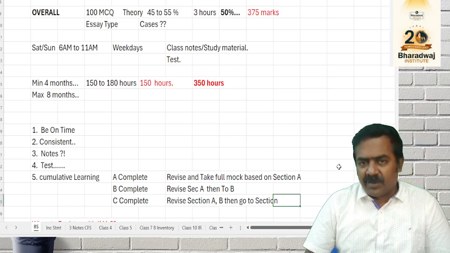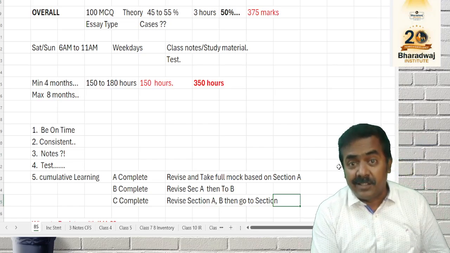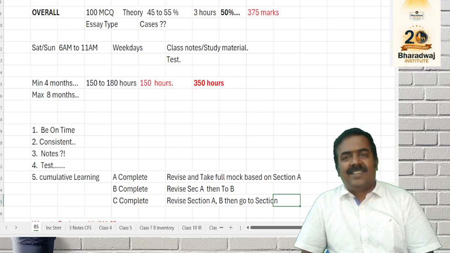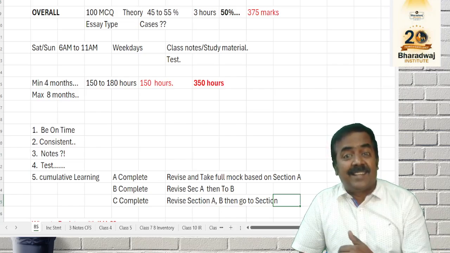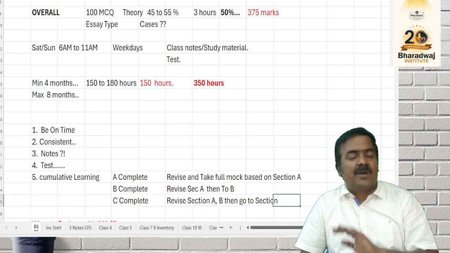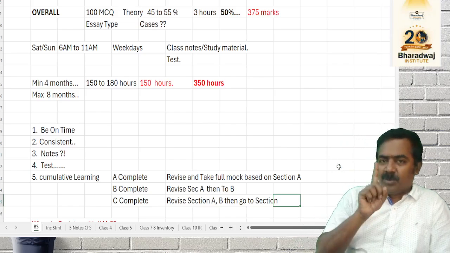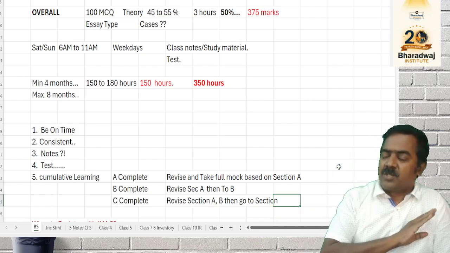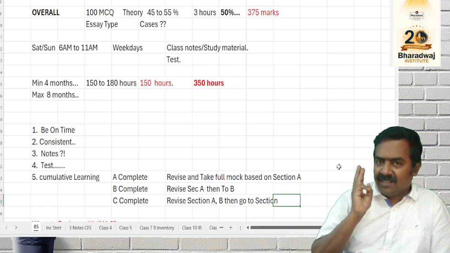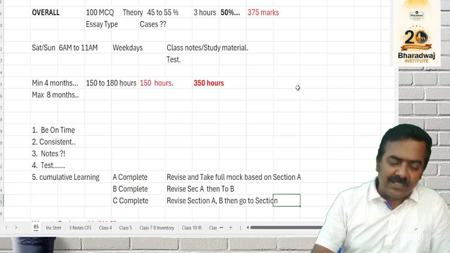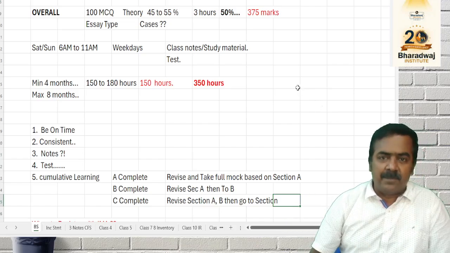Please remember, my friends, if you think that CMA India is easy and CMA US is comparatively easier, it is not easier when compared to CMA India. Number one, application oriented questions. Number two, verbatim questions will not be repeated or tested. Number three, the pass mark is 72%, not 40%.